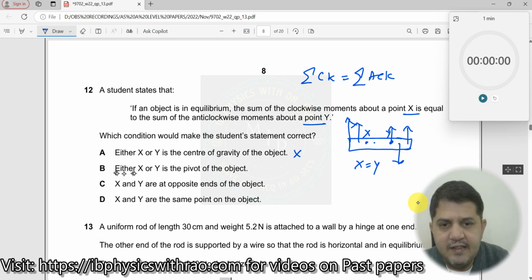This is not the right answer. X or y is a pivot of the object, not x or y. There should be only one point. X and y should both, there should be an 'and' over there. This is all the other one.